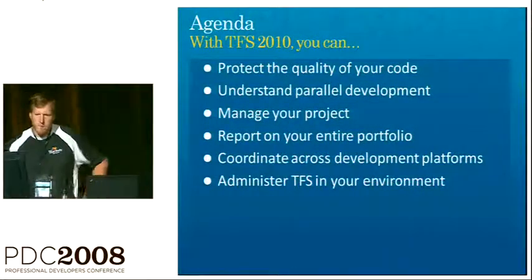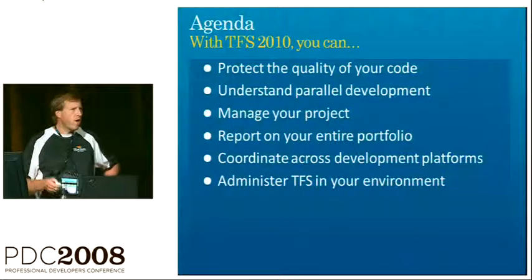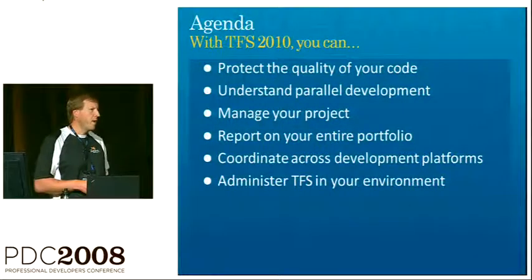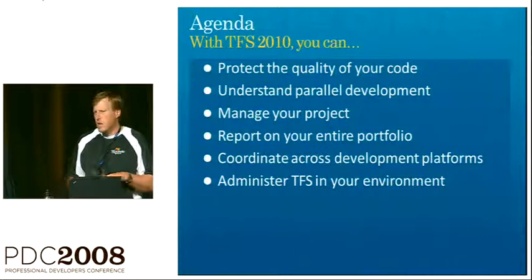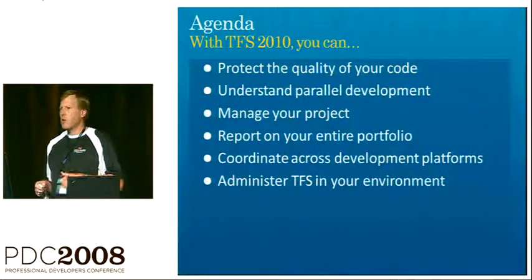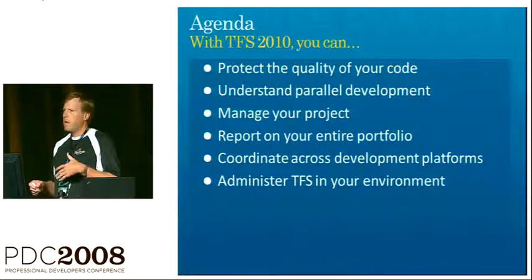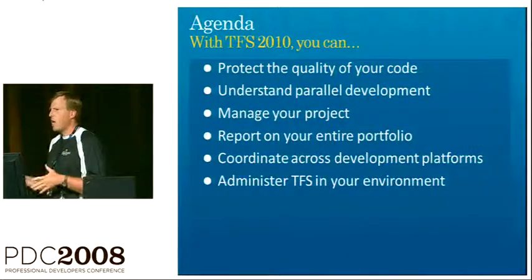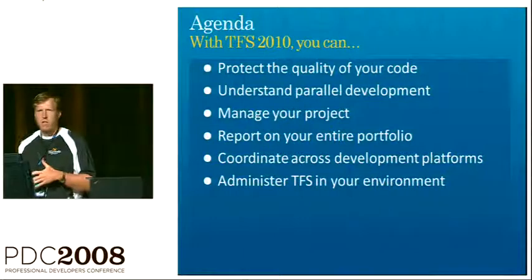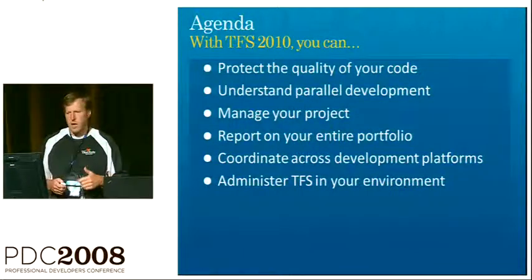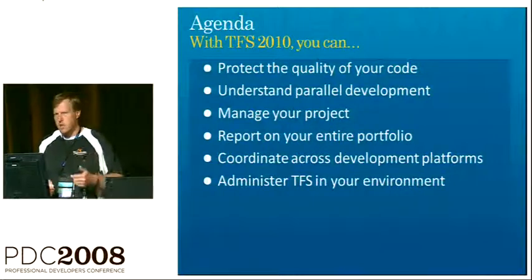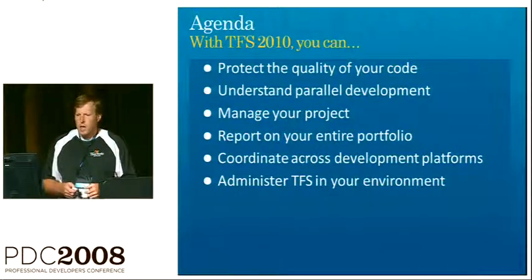All right. I've broken down the functionality of Team Foundation Server into 6 major areas that I'm going to talk about. The first is protecting the quality of your code. That's about making sure that the code that makes it into the tree is high quality, and that if there are issues, they're found early and rejected and fixed before you have an opportunity to get the build in a bad state.